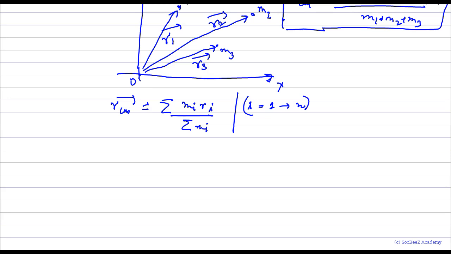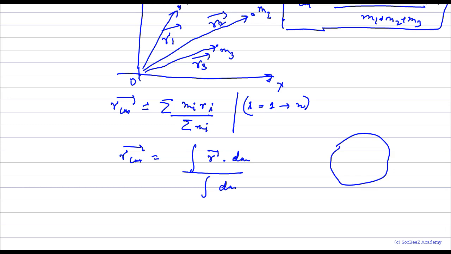If I had a continuous body, the center of mass is going to have another definition. In that case, RCM is defined as integral of r vector into dm upon integral of dm. This continuous body has infinitely many particles, so I basically have to integrate. And if I am writing the formula for center of mass with respect to this origin, the definition turns out to be this.